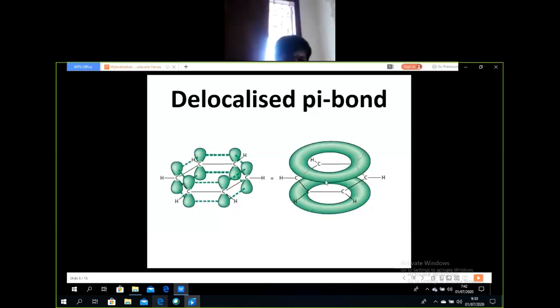We draw like this: a ring structure on top and a ring structure below. It does not mean there are 3 double bonds. Nor is it a triple bond. No, this ring represents the overlap of p orbitals, because the p orbitals can move around the structure. That's why we draw it like this ring. It can move anywhere.